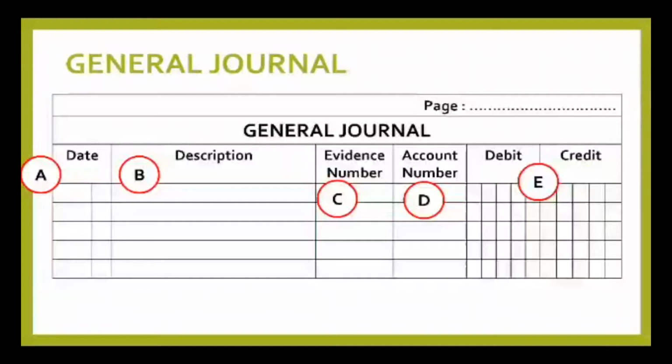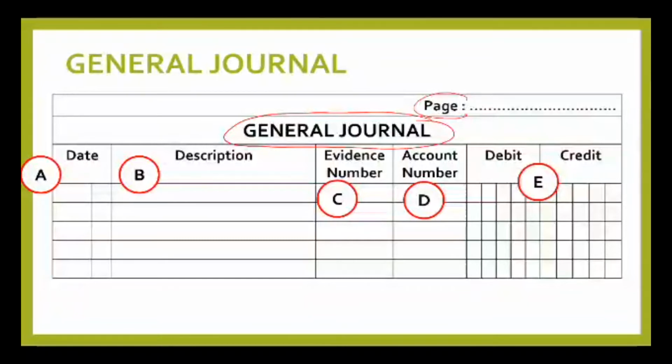And there are some types of journal. There are two types of journal. The first one is general journal and the second one is special or specific journal. For general journal, as you can see here, this is the example of the general journal. You have to have a name of the journal and then the page for the journal.